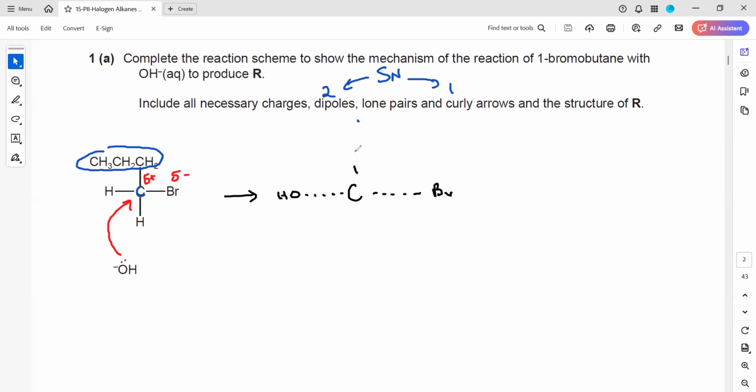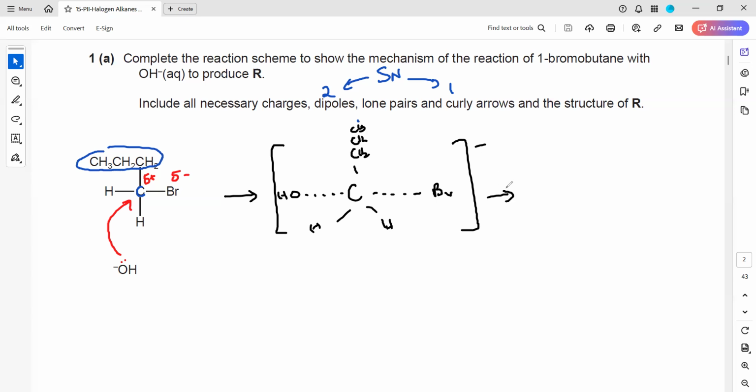There is CH2, CH2, CH3, and there is hydrogen and hydrogen. And what will be the net charge in this transition state? If it were SN1, I would first show a carbocation, and then the OH⁻ would attack the carbocation to form a product.